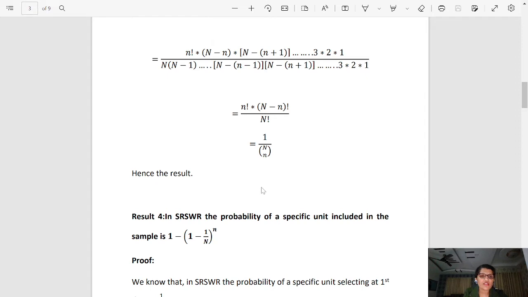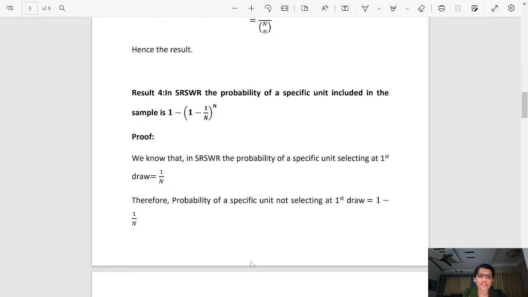Now, the next result is: in SRSWR, the probability of a specified unit being included in the sample is 1 minus (1 minus 1 upon N) raised to n, and we see the proof of this result. We know that SRSWR means simple random sampling with replacement. The probability of the specified unit being selected at the first draw is 1 upon N. So, the probability that the specified unit is not selected at the first draw is the complement of this probability. So, it is 1 minus 1 upon N.